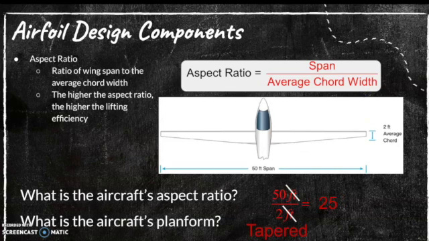Here's another example. In this case, we still have a tapered aircraft, but we have a 2-foot average chord and a 50-foot span. That's giving us an aspect ratio of 25. Take note that the aspect ratio is unitless.